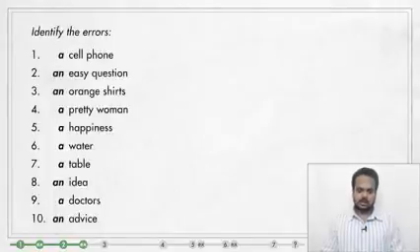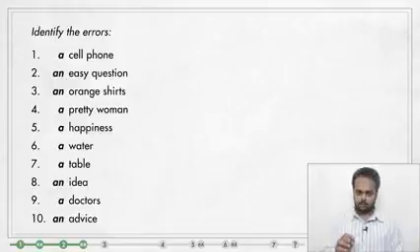Here are 10 items again. This time you see a or an before the nouns, but some of these are wrong. They should not have a or an before them. Stop the video, identify the mistakes, then play the video again and check.